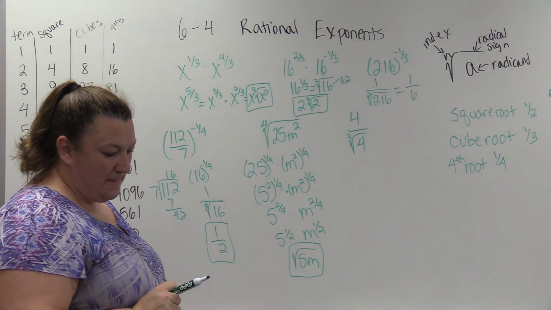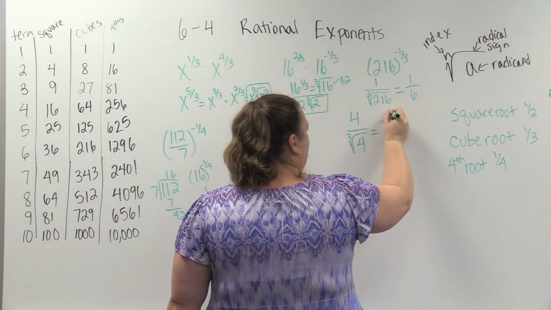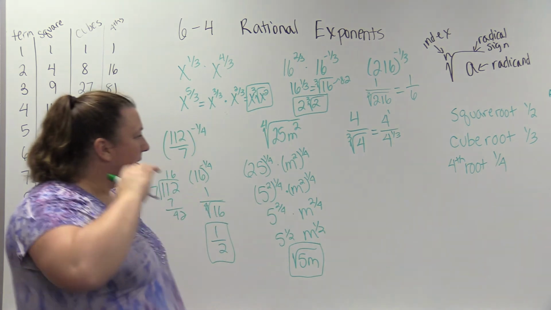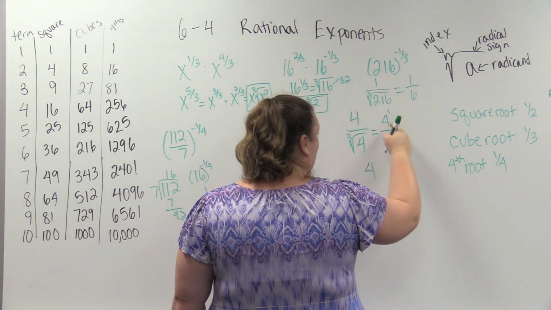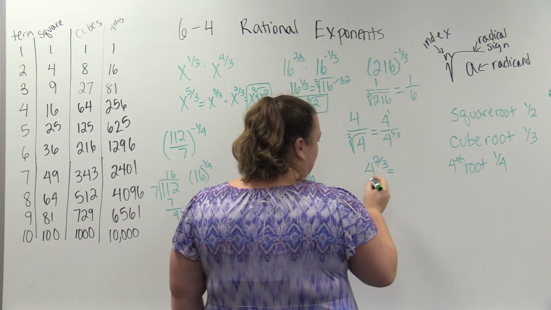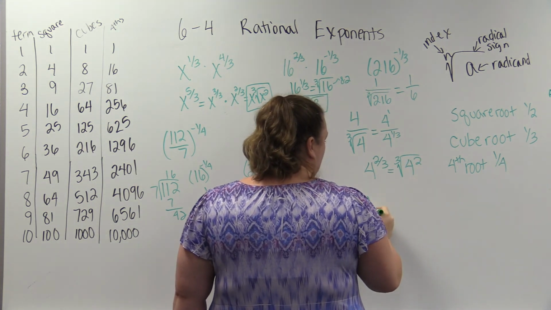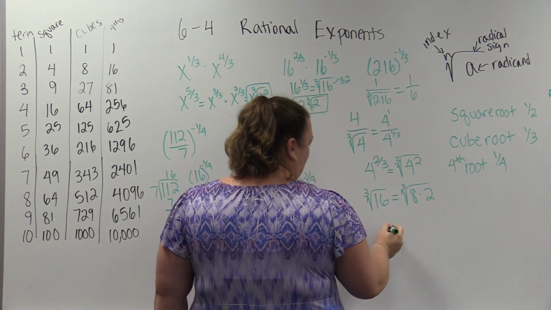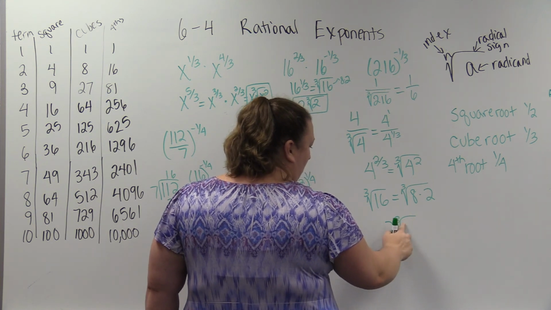Now I have a very interesting thing here, because I have 4 to the 1st power over 4 to the 1/3 power. And when we divide, we subtract the exponents. So 1 minus 1/3 is 2/3. So then I have the cube root of 4 squared, which is the cube root of 16. And 16 is the cube root of 8 times 2. Cube root of 8 is 2. So I get 2 cube root of 2.